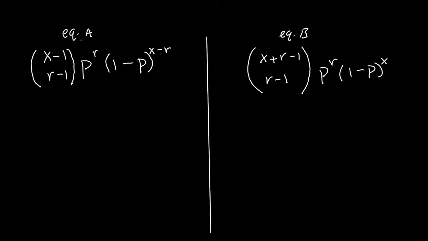Anyways, in equation A, x represents the number of trials. In equation B, x represents the number of failures. They're very subtle differences, but they will affect the outcome. Trust me, you don't want that pain that I went through.